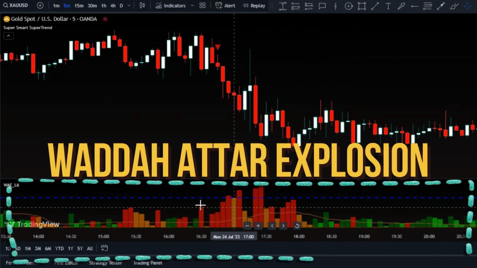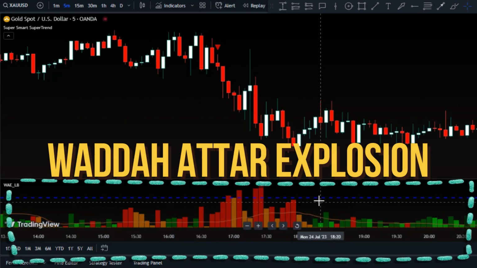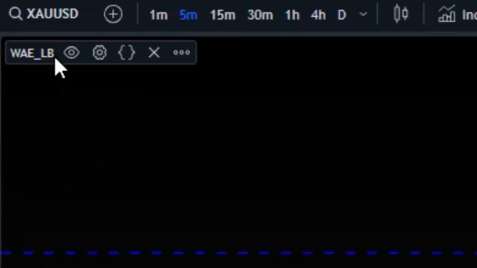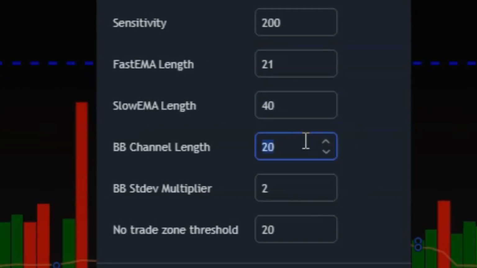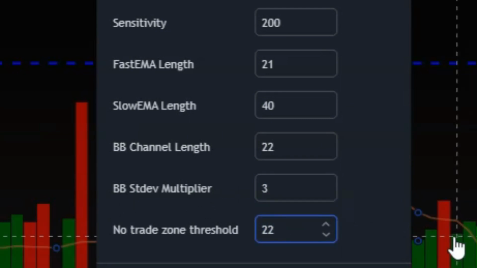The indicator is displayed on the chart like this, but we need to make some adjustments to it. So, click the gear icon, then under Inputs, change sensitivity to 200. Fast EMA length to 21. Slow EMA length to 40. BB channel multiplier to 3. And finally, change No Trade Zone to 22.